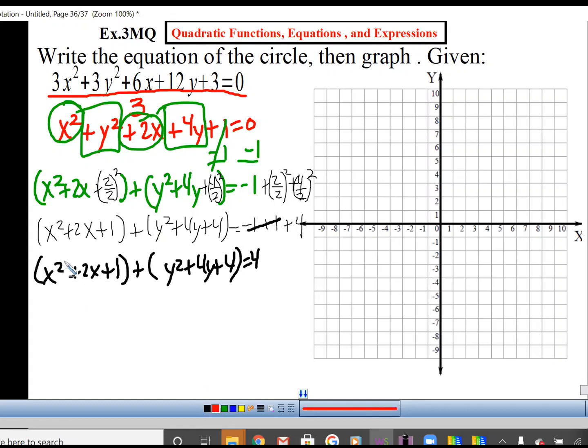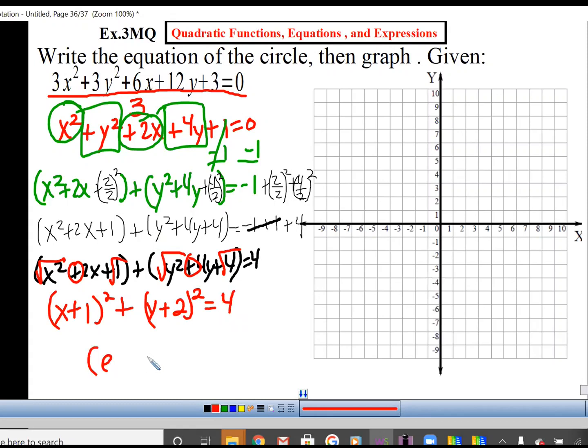Shortcut, square root of the first, x, square root of the last, 1, sign of the middle, plus, squared. Factor this one, square root of the first, y, square root of the last, 2, sign of the middle, plus, squared, and equal to 4.